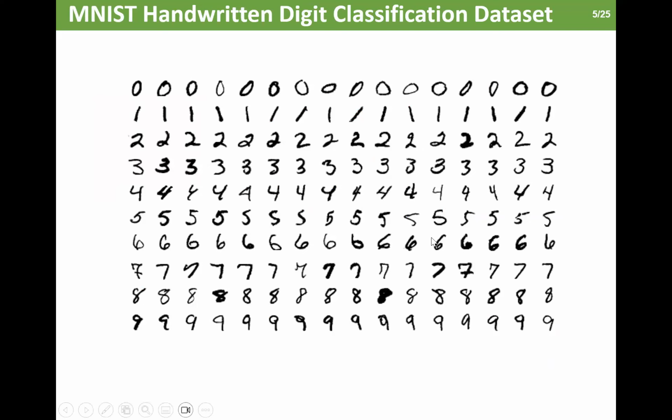This is kind of like the hello world for AI. All students, this is the first project they are assigned. At NIST, they got volunteers to write digits from 0 to 9. Some people have very nice handwriting. Some people not so easy.